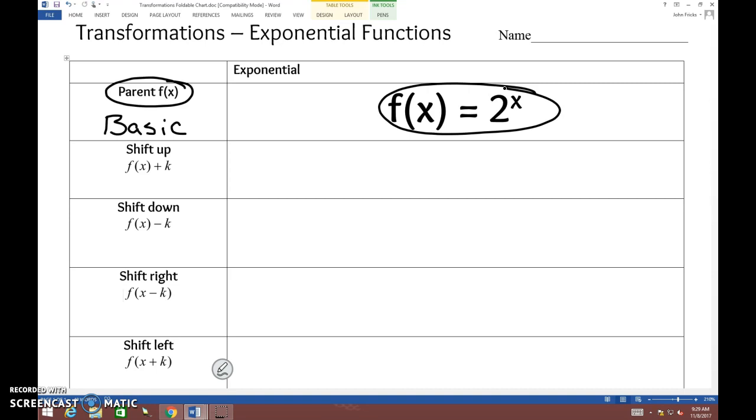So we're going to add some things to it, subtract some things from it, multiply some things times it. So we're going to do some different things to that 2 to the x power to make it do what we want to in the problem. So the first thing we're going to look at is shifting up. And for this particular problem, let's say we shift up 3 units. And you can go ahead and write that down.